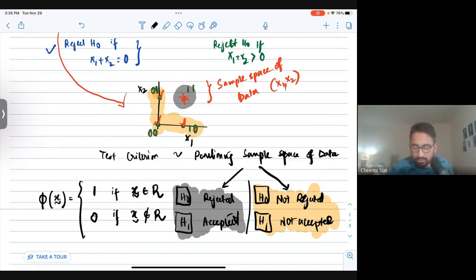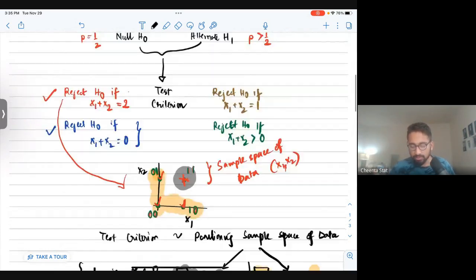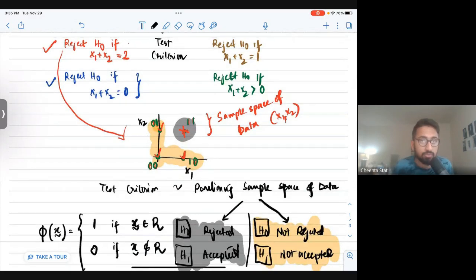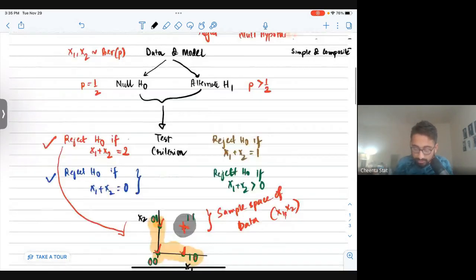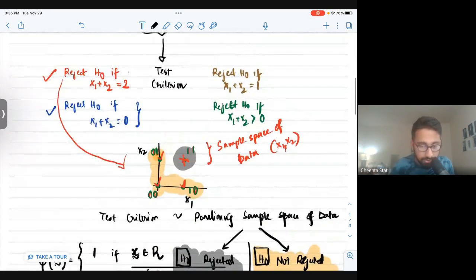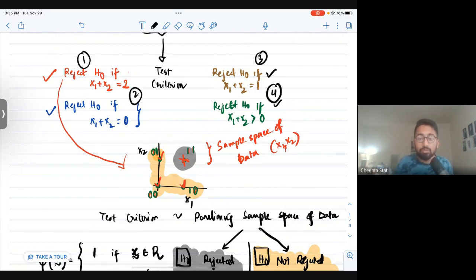But the goal is this, that the test criterion is nothing but a partitioning of the sample space of the data, where if it lies on this side, we are rejecting the null hypothesis. If it's lying on the other side, we are not rejecting the null hypothesis, rather we are accepting the H1. So now you can see there are many ways of partitioning the data set. We have seen four examples here, one, two, three, four.